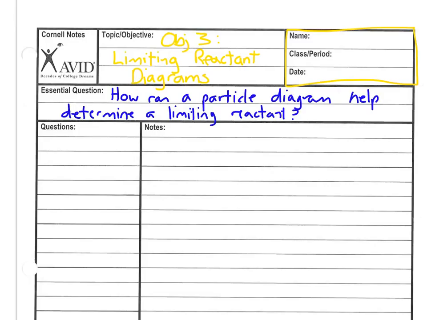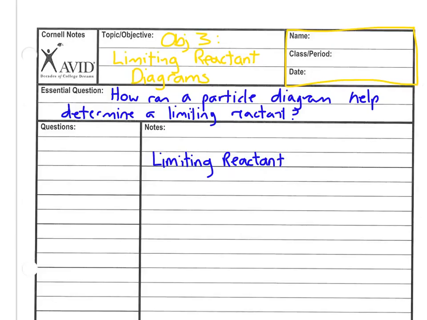Now the unfortunate thing about this question is that there's a whole lot going on when we talk about limiting reactants in these particle diagrams. So let's talk about what a limiting reactant is. Well, a limiting reactant is whatever you have less of. Well, it might be what you have less of. Sometimes you have more of it. Either way, it's what you run out of first.